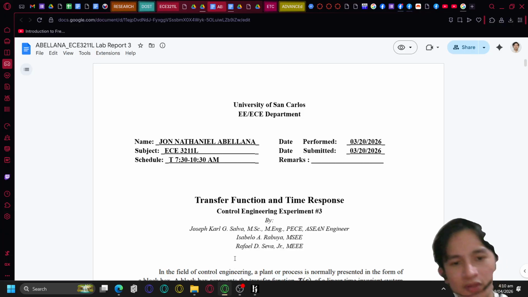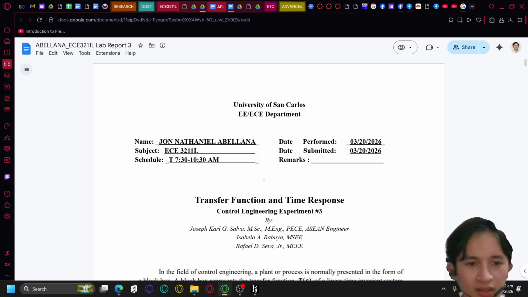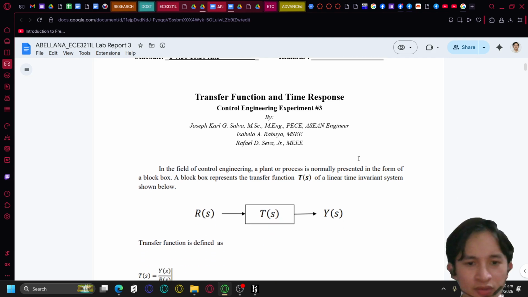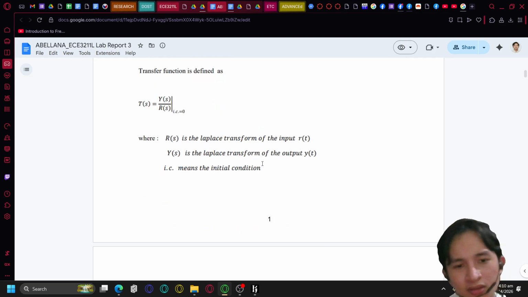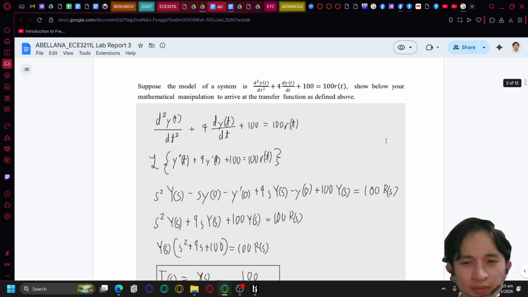Everyone, John here, and for experiment 3, the goal was to analyze the second-order system using its transfer function and observe its response through MATLAB simulations. I defined the transfer function using the given numerator and denominator, then plotted the impulse and step response.